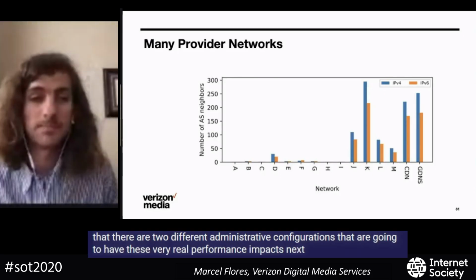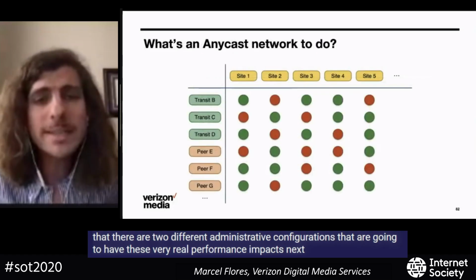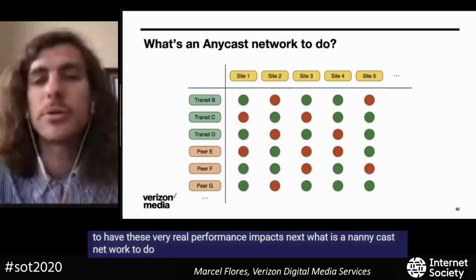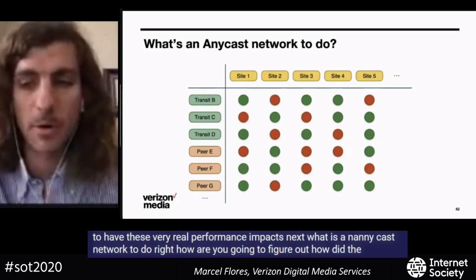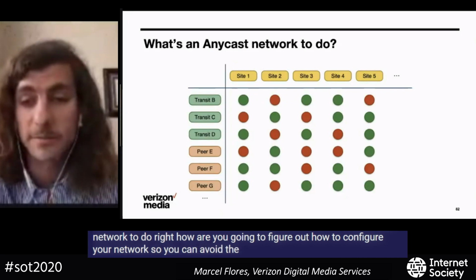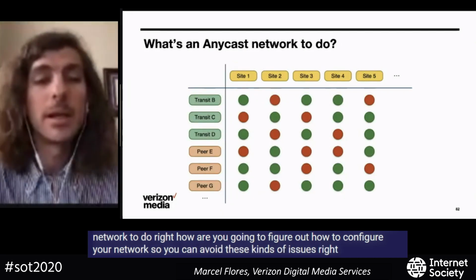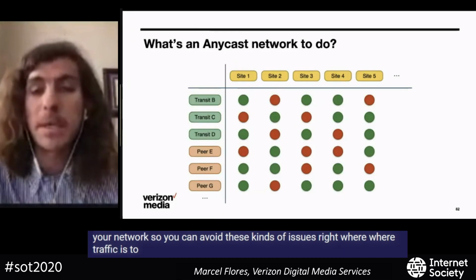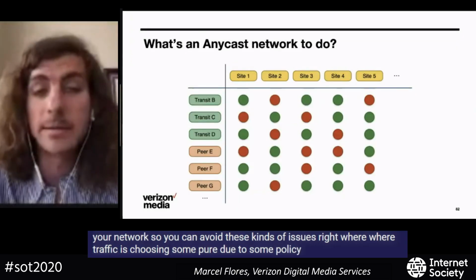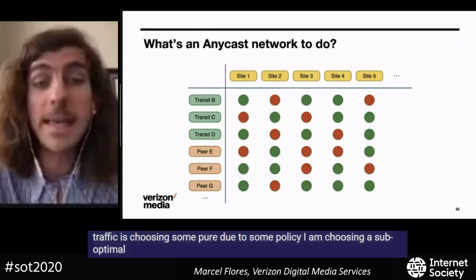Next slide, please. So what is an Anycast network to do? How are you going to figure out how to configure your network so you can avoid these kinds of issues, where traffic is choosing some peer due to some policy and choosing a suboptimal Anycast site?